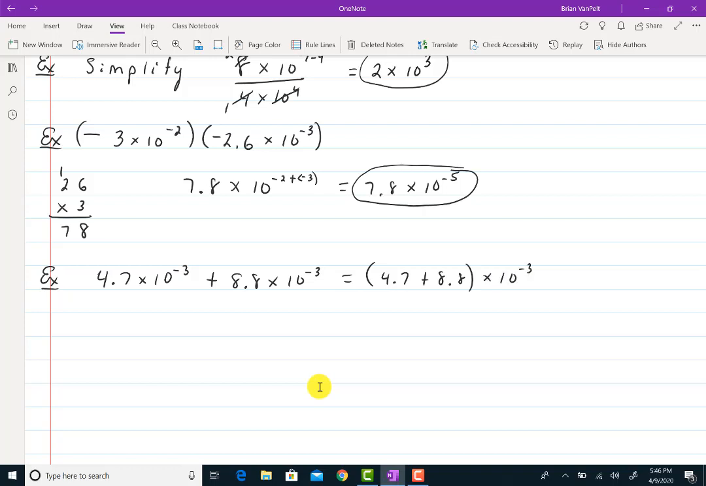I could use the distributive property for that. And now I can add these two things together and I'll get 13.5. Now, while that's the correct answer, it's not in scientific notation. Change it to scientific notation.